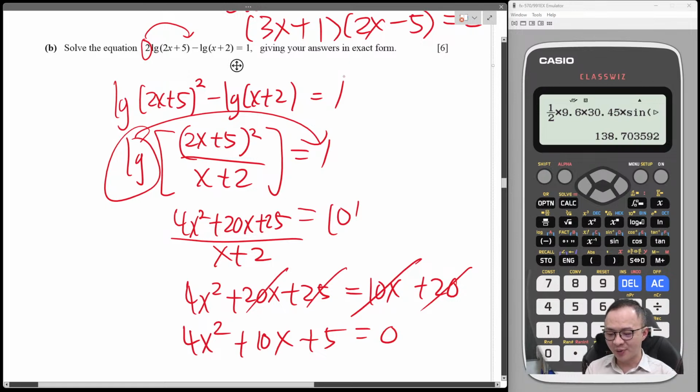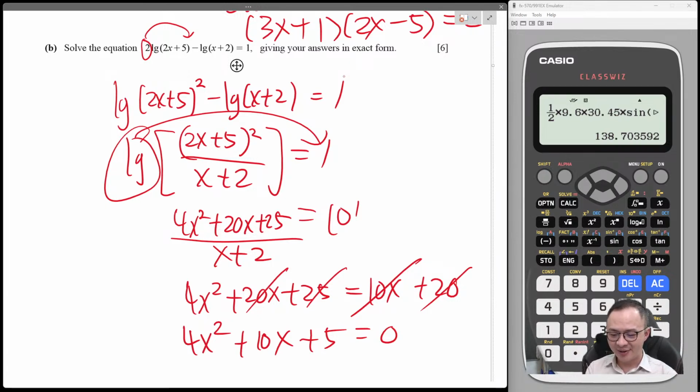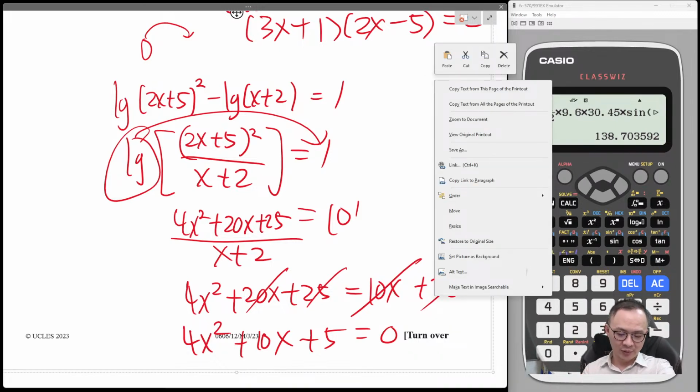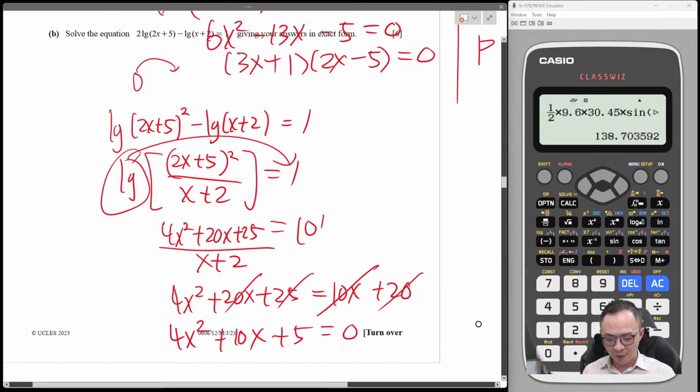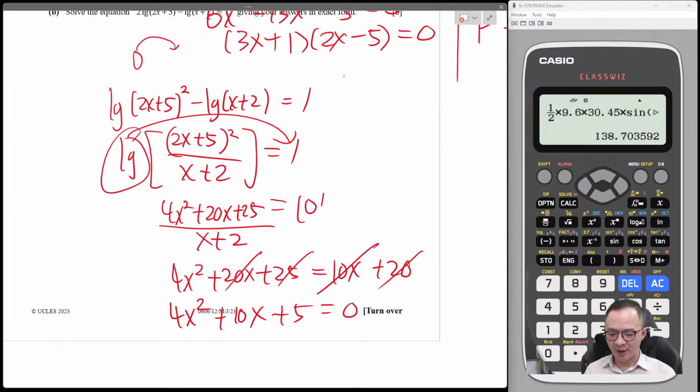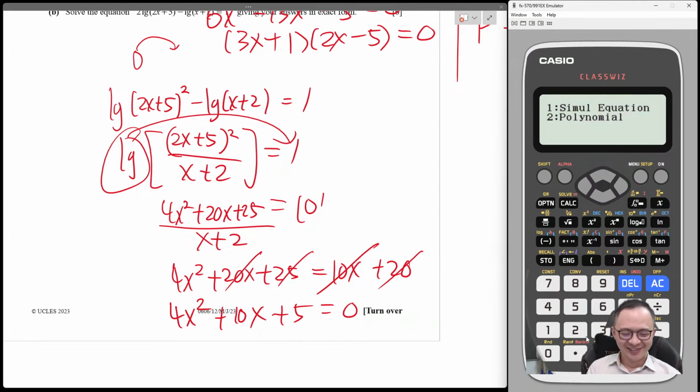2x plus 5 square minus, okay, x plus 2 equals to 1. Move to the other side. It's 10, so expand it, 4x squared, 10, 20x plus 25. Then this one move to the other side, I'm going to multiply them. So if I multiply them, then I move there minus, it's 10x, right? This one move there minus. I don't know, oh my god. My brain stuck.